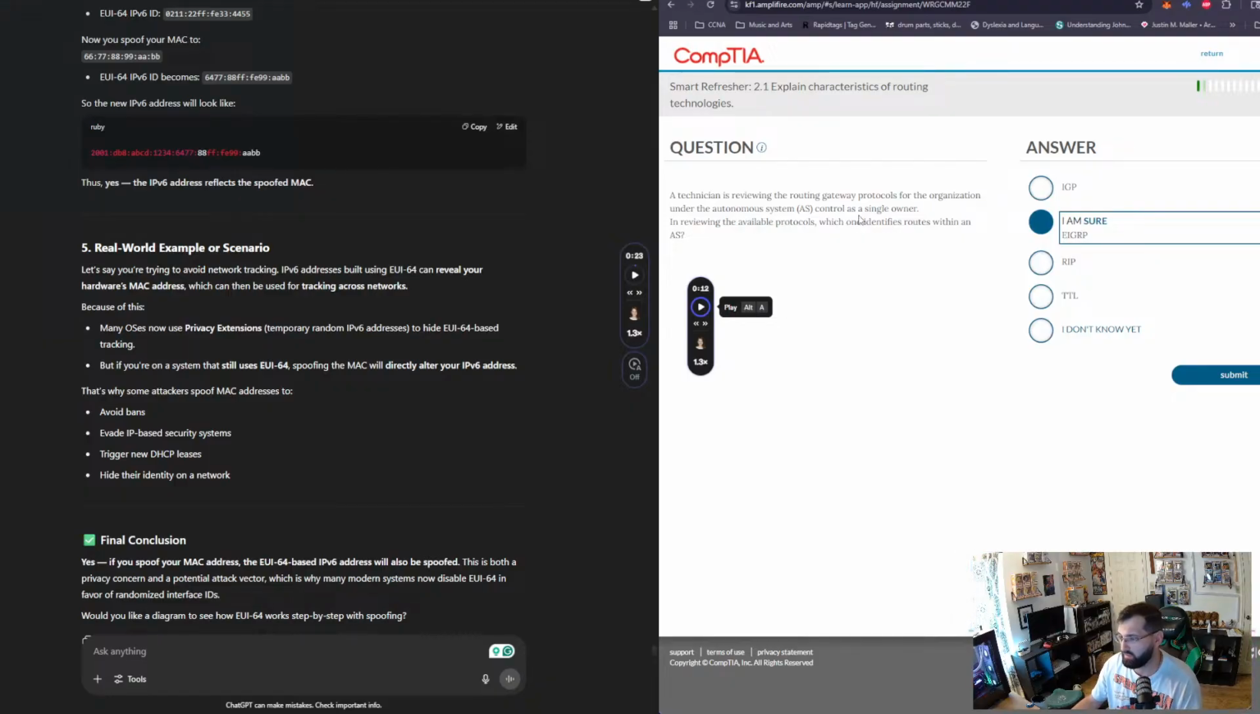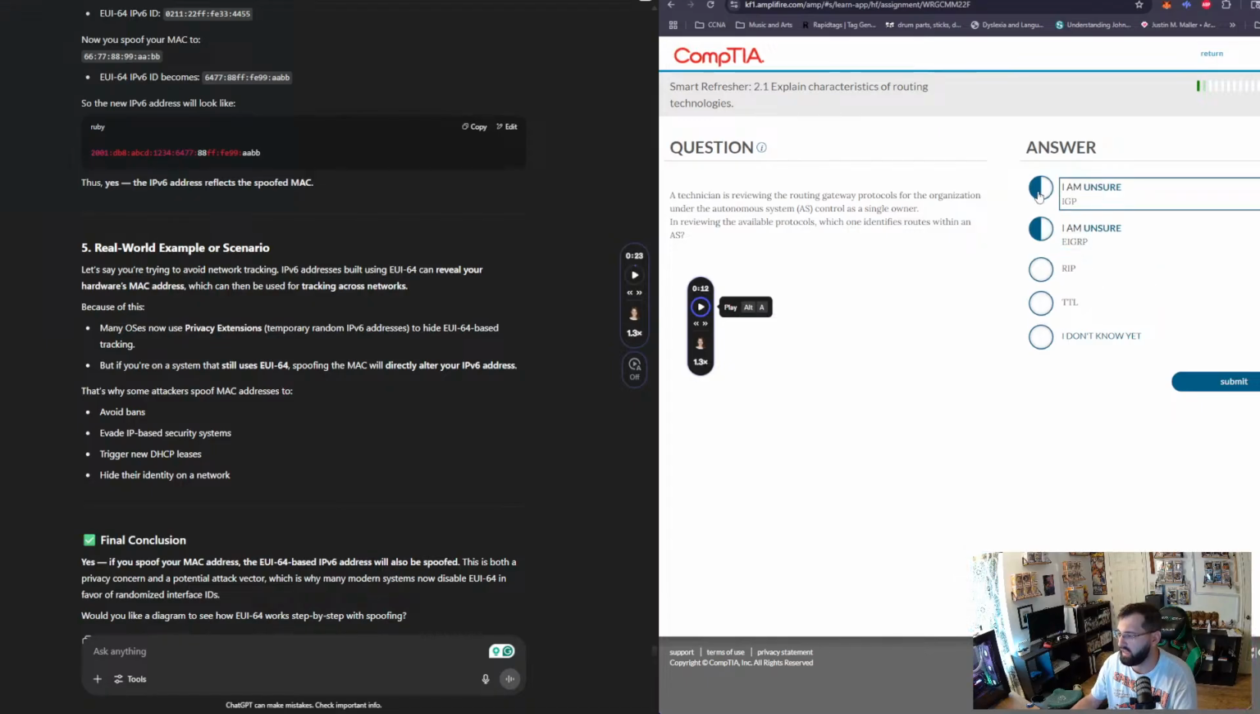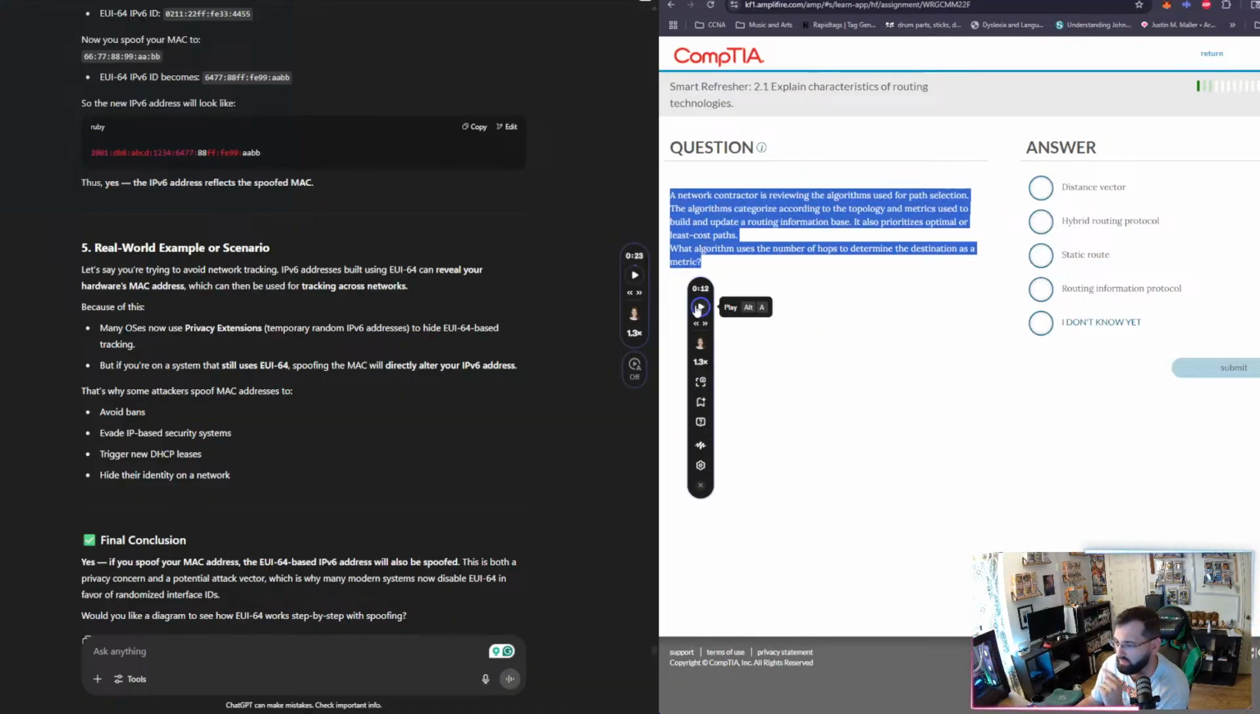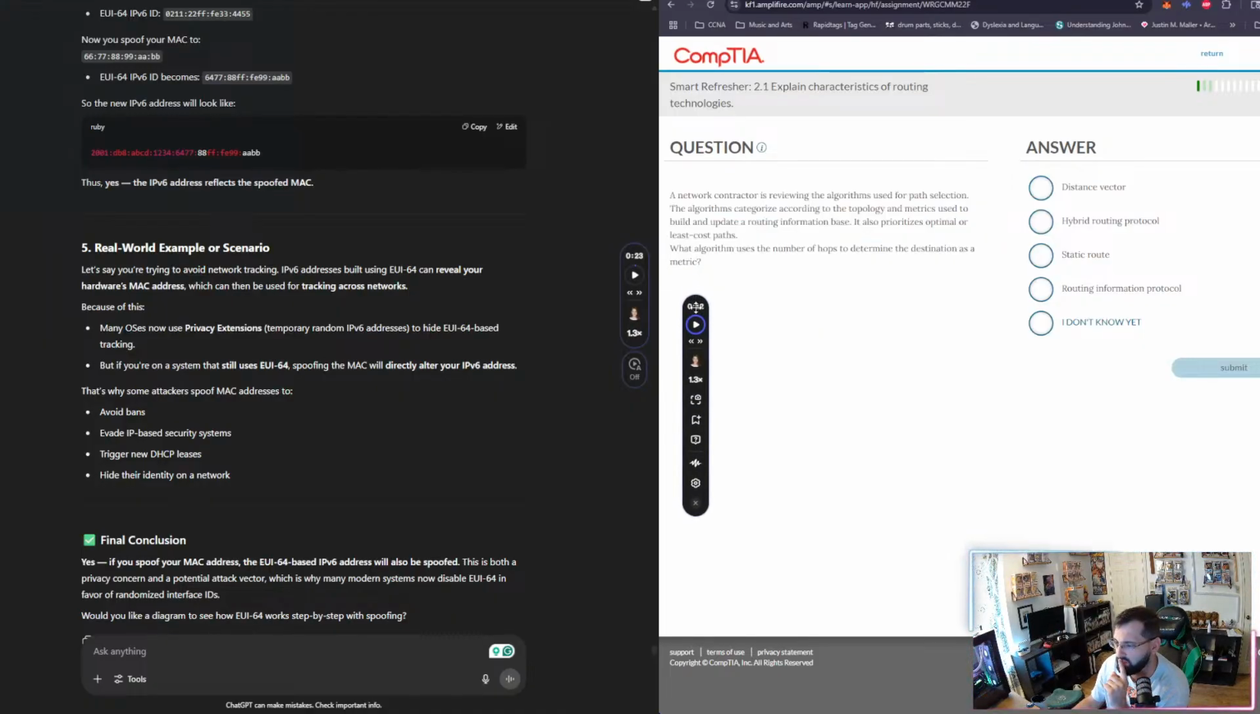What is this one asking about? Okay, now that I've kind of dug deep into my brain, there's like two others that I can't remember. A technician is reviewing a routing gateway protocol for the organization under the autonomous system. I think that's, I don't know, we're gonna do this. Hey, one of them's right. Okay. I should have just gone with it, but I was afraid of getting it right by accident.